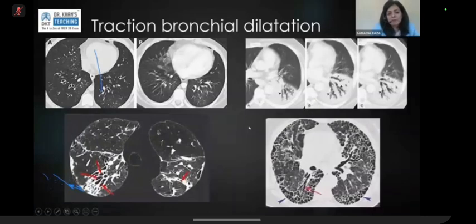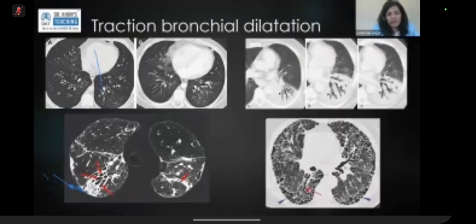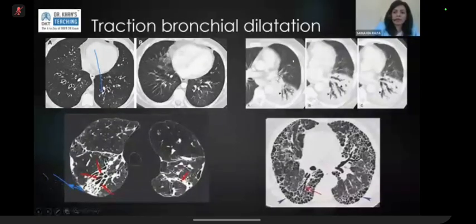The other sign we use very commonly, and perhaps the most important abnormality to identify in giving somebody a definitive diagnosis of ILD, is traction bronchial dilatation. So traction bronchial dilatation is a term that has replaced what we previously called traction bronchiectasis. Okay, so bronchiectasis is a term that is reserved for primary bronchiectasis. Historically, what used to be called traction bronchiectasis is a term no longer acceptable to be used.